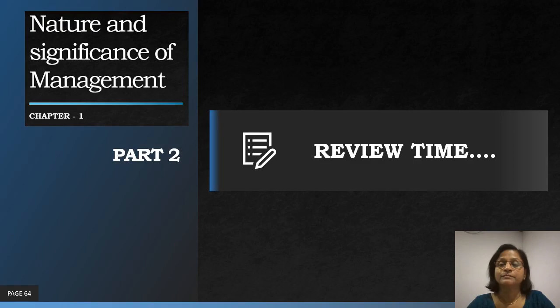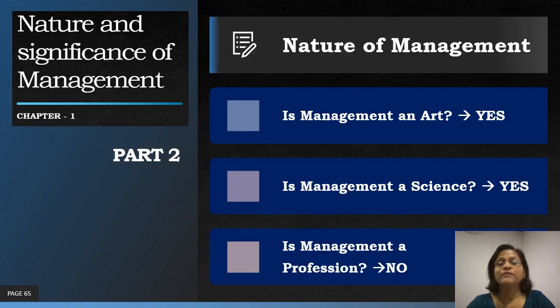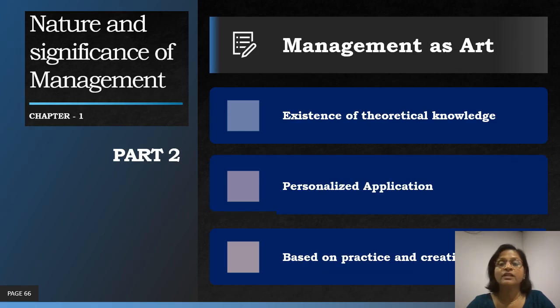Review time. So today we have learned the nature of management. In that we have found that management is an art, and management is also a science to a certain extent, but management is not a profession. Management is an art because there is existence of theoretical knowledge, and whatever knowledge the person has achieved depends upon how he applies it. It is also based on practice and creativity.